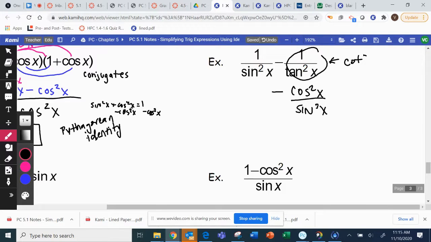So he changed this to cotangent squared x. I should have written it down. And then now we have denominators that are the same. So we didn't even need to find a common denominator and make it happen. We just needed to use identities to make it happen. Now that the denominators are the same, I'm going to do 1 minus cosine squared x over the common denominator of sine squared x. Still not one trigonometric ratio or number.